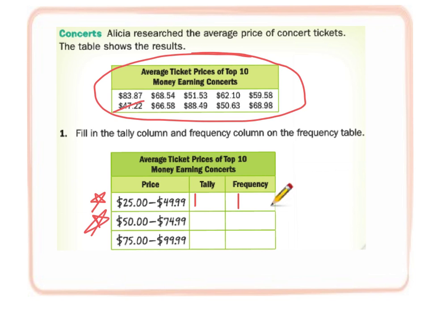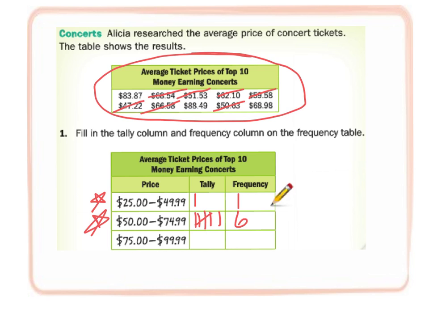Anywhere in between 50, so that could include 50, all the way to $74.99. So it could include $74.95. Anything in between those two numbers. So 83 wouldn't work. 68 would work, 1. 66 works, that falls in between 50 and $74.99. 51 works. 88.49 does not, that's too big. 62 falls in the range. $50.63 works. And then 59.58 would work as well. So 6 numbers fell into that range, so that happened 6 times.